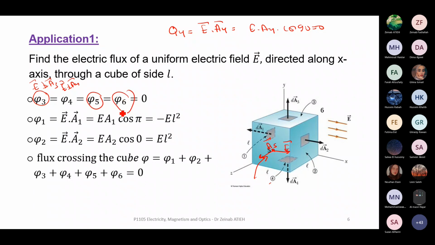Similarly phi 6, where's 6? 6 is the face that we cannot see, at the back. Okay, so no flux passes through these surfaces. No flux passes through these surfaces.